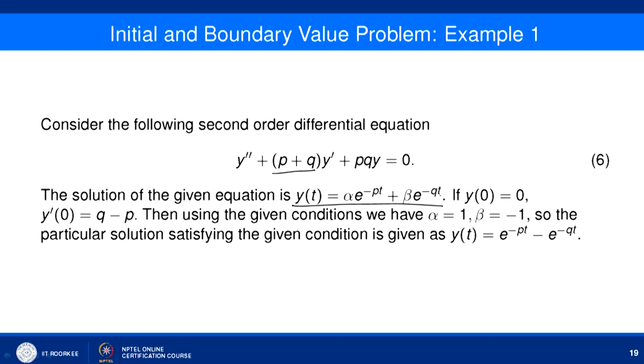Now, the conditions along with this differential equation are given as y(0) equal to 0 and y dash 0 equal to q minus p. Since it is a second order differential equation, we need two conditions. One condition is given at 0 in terms of the function value, and one condition is given at 0 in terms of the derivative. We can simplify this and say that we have alpha equal to 1 and beta equal to minus 1.